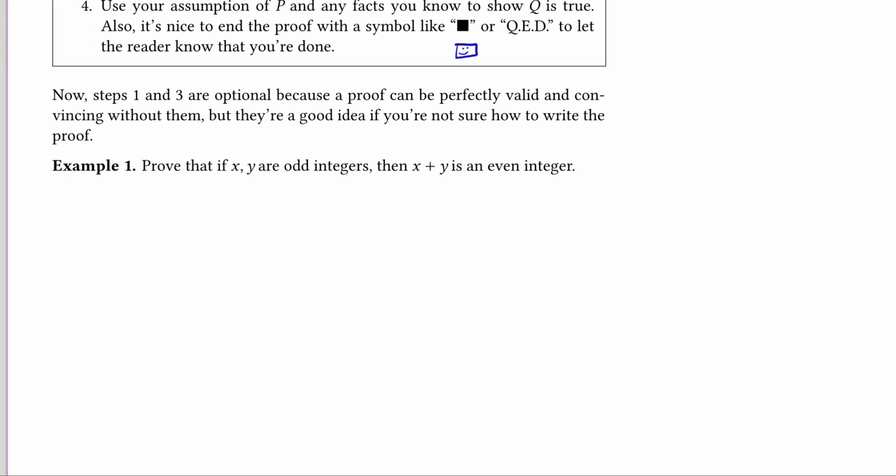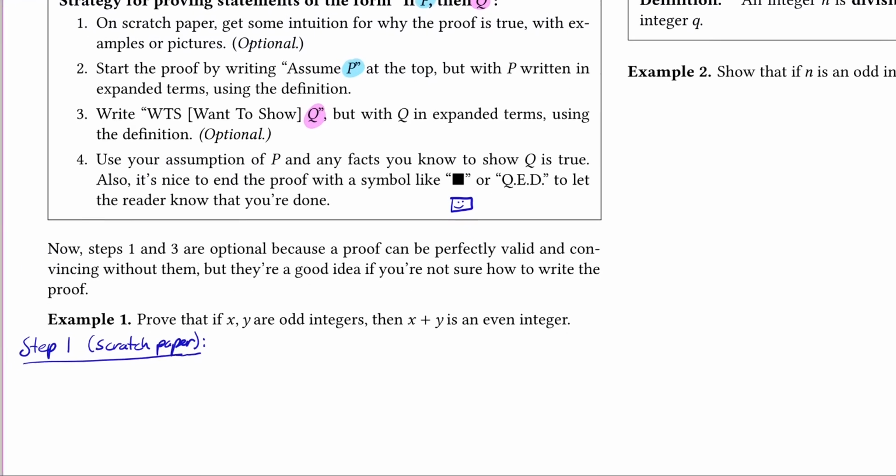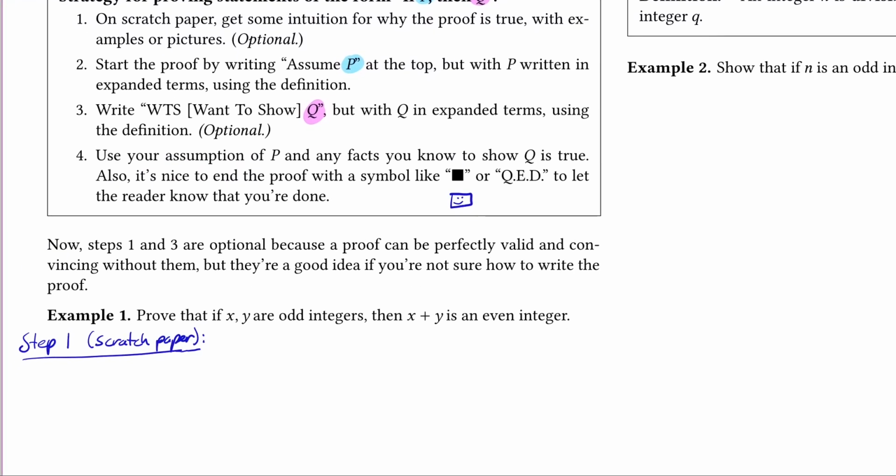So first of all, for step 1 on scratch paper, because you don't want to turn this stuff in, we're trying to get some intuition for why this is true, that if x and y are odd integers, then x plus y is an even integer.